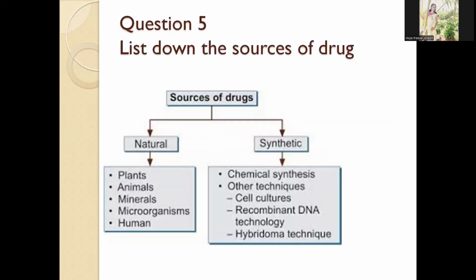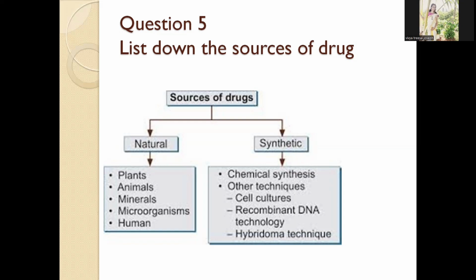Next is list down the source of drug, which is an important question that is repeatedly asked. So the source of drug we can classify broadly into natural and synthetic source, and in natural source it comes plant source, animal, mineral, microorganisms and human source. In synthetic source, chemical synthesis, and other techniques like cell culture, recombinant DNA technology, hybridoma technique where the antibodies like monoclonal antibodies are produced. So these are the techniques.